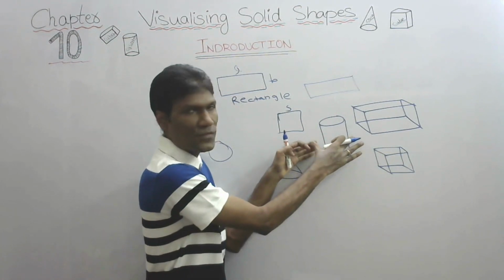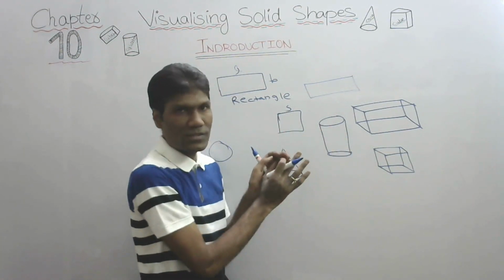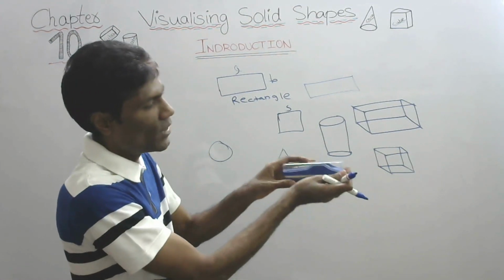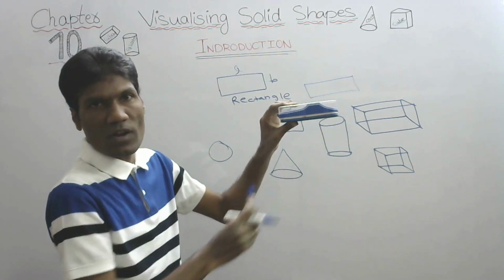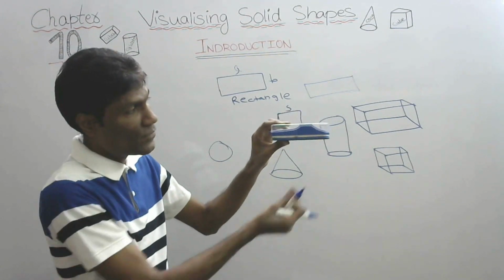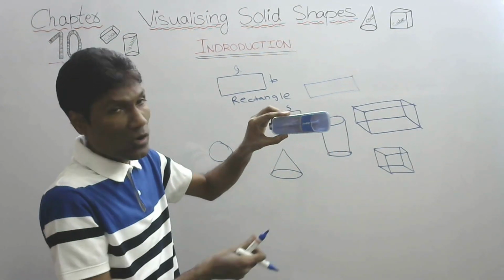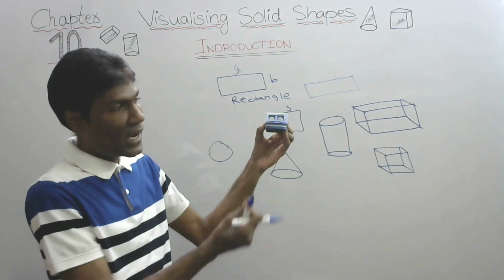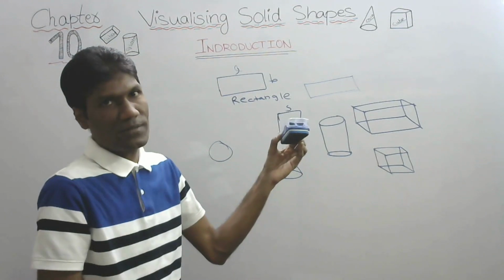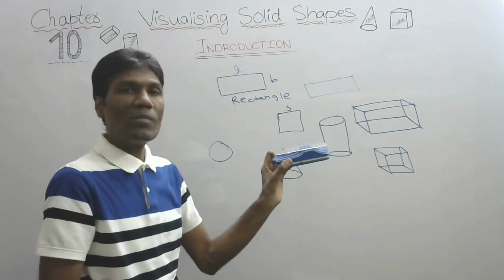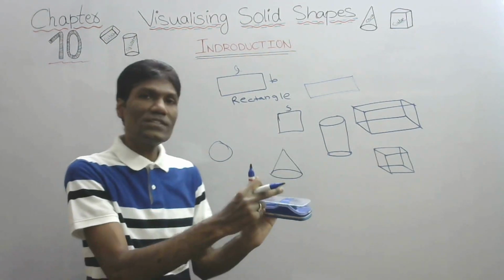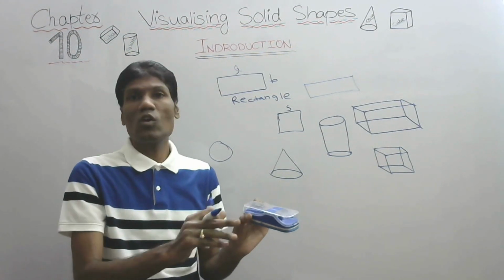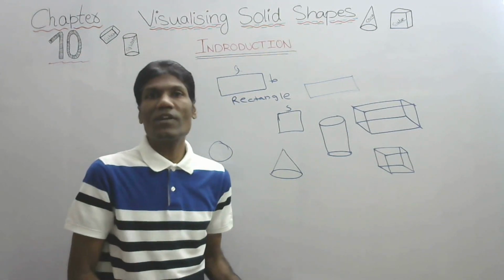So, next point. When you see this figure, it will look like this. Say a duster. When you see from the side, it will look like this. But if you see from the top, it will look like this. If you see from this angle, it will look something different. So, in three-dimensional figures, if you see from different views, it will look differently. That we will learn now.